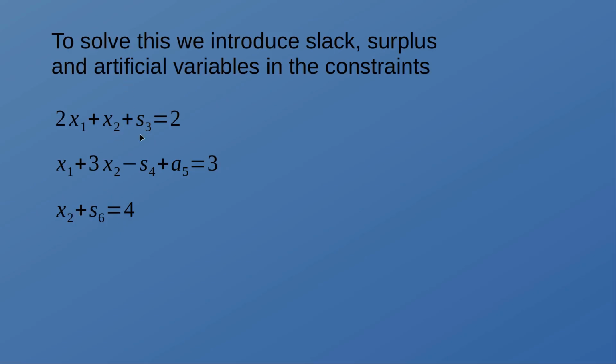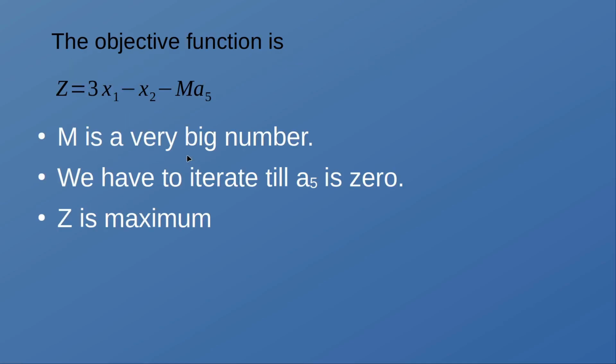So as you can see here, we introduce a slack variable when the constraint is less than or equal to, and we introduce a surplus variable when the constraint is greater than or equal to. And of course, additionally, whenever it is greater than or equal to, we introduce an artificial variable. So the objective function is now rewritten as 3x1 minus x2 minus M A5, where M is a very big number.